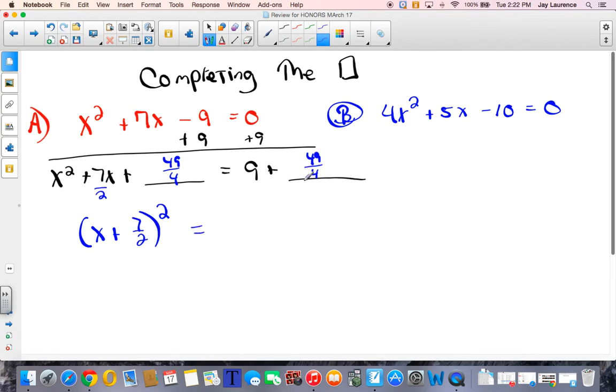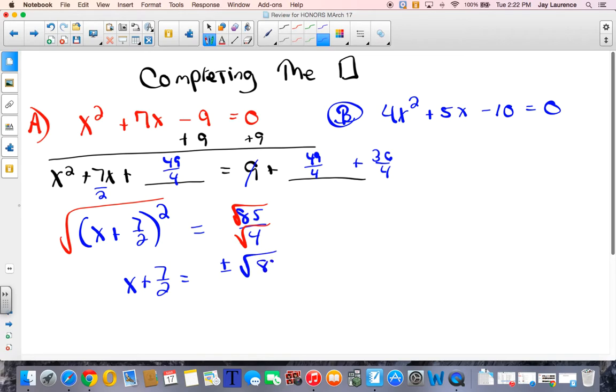And over here on this side, how many fourths is that? Well, that should be, what, 36 fourths? Okay, and so that'll be 85 fourths. I'm going to take the square root of each side to undo that exponent. Remember, I like to do it like that. And so I'll get x plus 7 halves equals plus or minus the square root of 85 over 2.